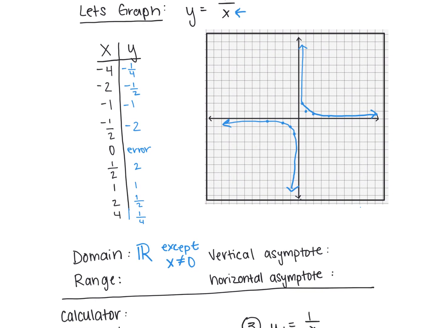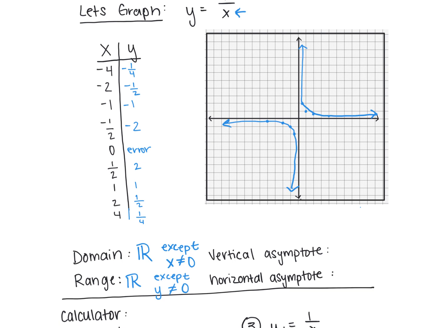Now, because of our error, we also are going to look at the range. And if you notice, this arrow points up seemingly forever. Arrow points down seemingly forever. So our range is going to be all real numbers, except what? Except 0. Except where y cannot equal 0.